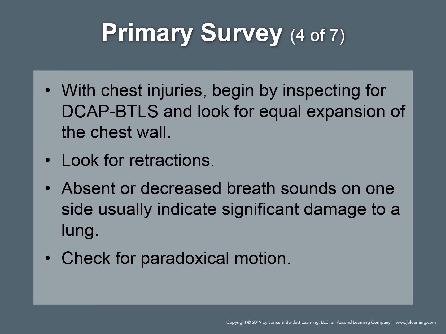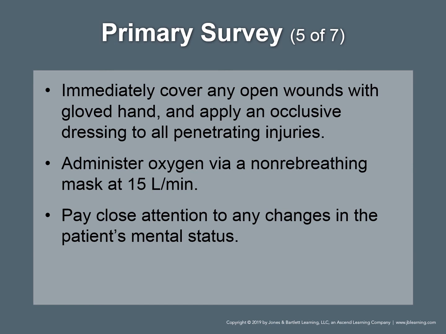And do you have paradoxical motion? We see that a lot with flail chest, and that's where when the chest expands, one segment or section of the chest gets sucked in, and as the chest relaxes, that section gets pushed out. That's paradoxical movement. It's where one segment of the chest does not move in sync with the other section. And a flail chest is 2 or more ribs broken in 2 or more places, and that can cause respiratory compromise because that area of the chest is not allowing for expansion.